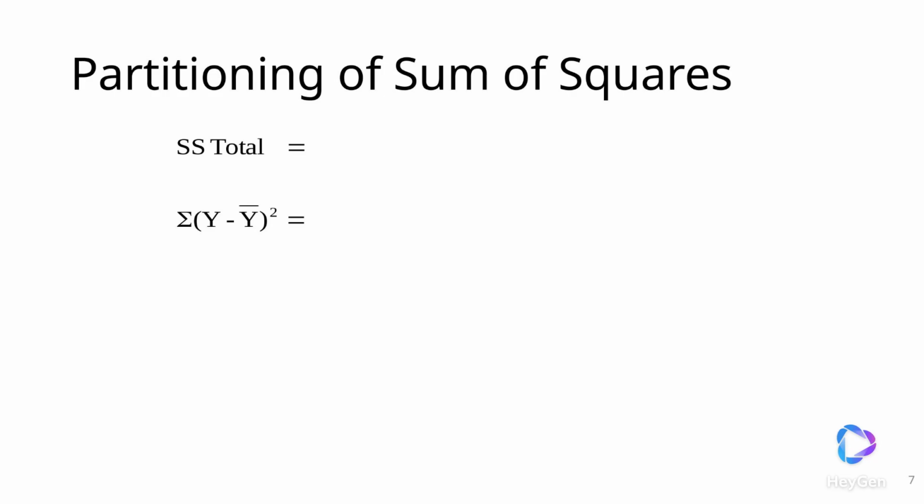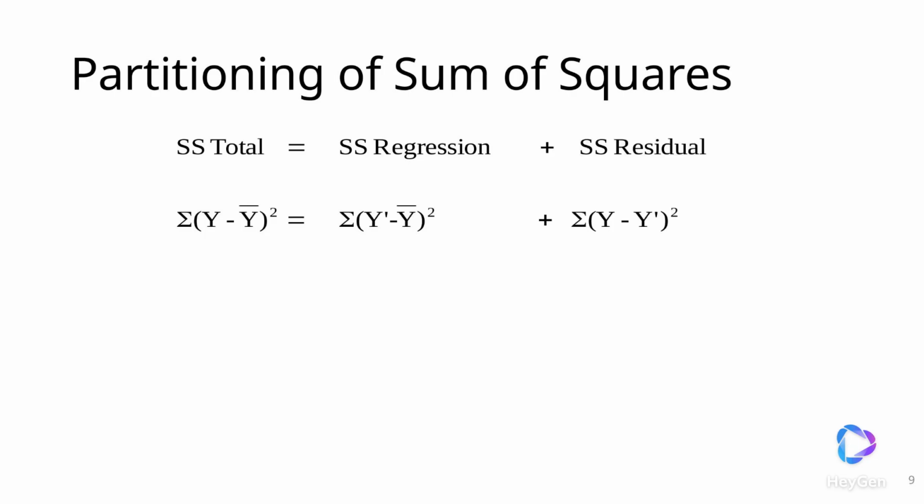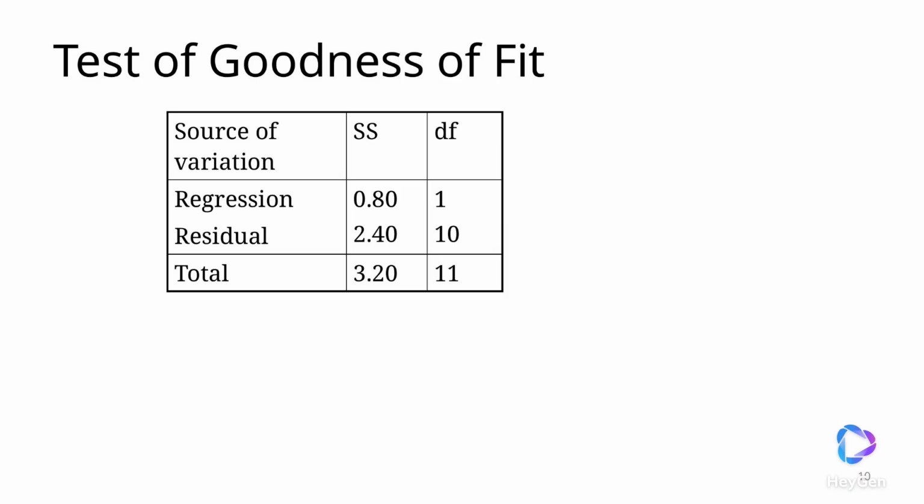All regressions have an embedded ANOVA. The sum of squares of the dependent variable is partitioned into two components. One sum of squares is explained and due to regression, and another is unexplained and due to error, yielding these calculated values and degrees of freedom.